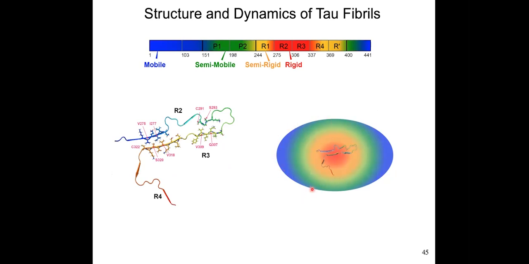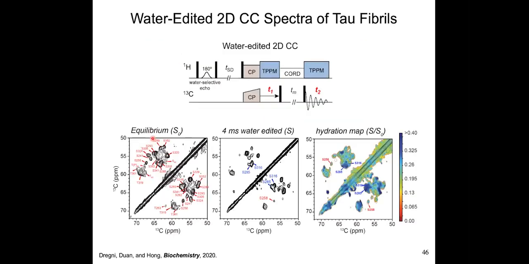And we're trying to understand the amyloid forming mechanism, what kind of structures you have. We get structural models like this. This is a low resolution model, the full length tau, one of the isoforms. Then we like to ask, well, in this U-turn shaped beta arch structure, are there water molecules? What's the degree of hydration? So this is when we run this kind of water-edited 2D carbon-carbon correlation experiment.